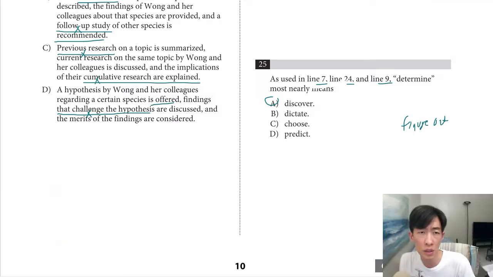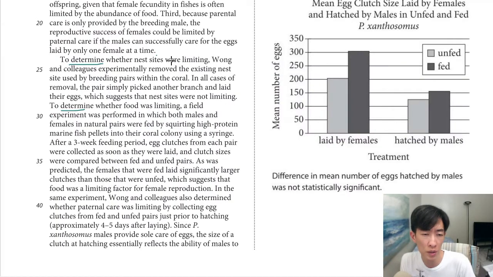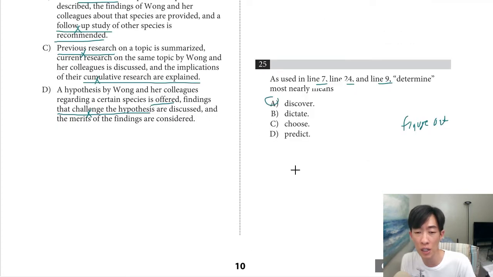Let's look at the sentences again. To predict whether nest sites were limiting, to predict whether food was limiting. Again, they're setting up experiments here, so it's not so much that they're trying to predict what the actual reality is. They're really just trying to learn what the reality is. So I think discover is still better than predict in this particular case.